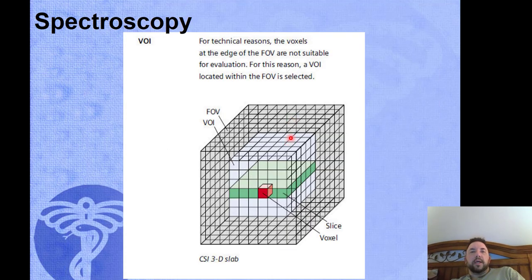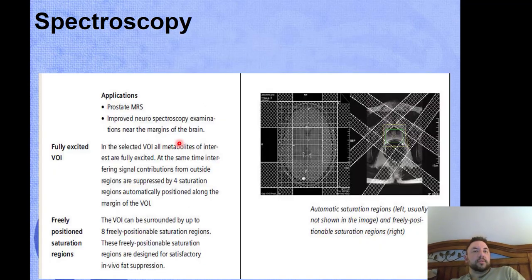So I'm going to show you some slides and we're going to look at it. Spectroscopy can be single voxel, where you pick one box, or it could be multivoxel, where you have multiple boxes within an entire slice or region of interest. So spectroscopy can be used in the brain.